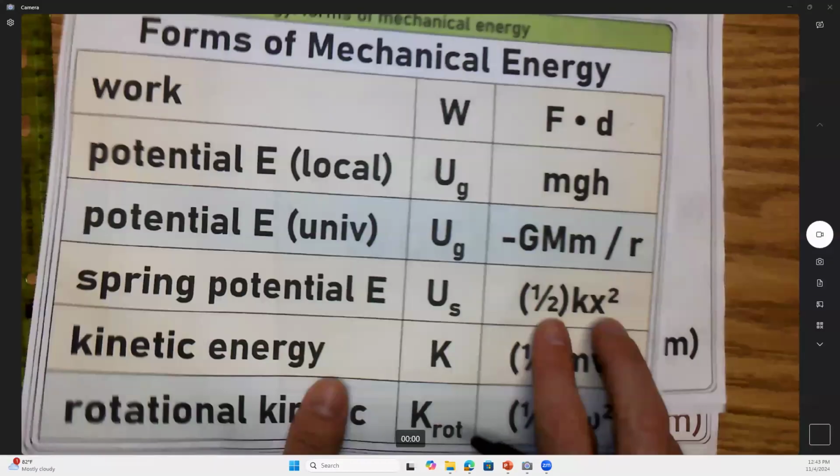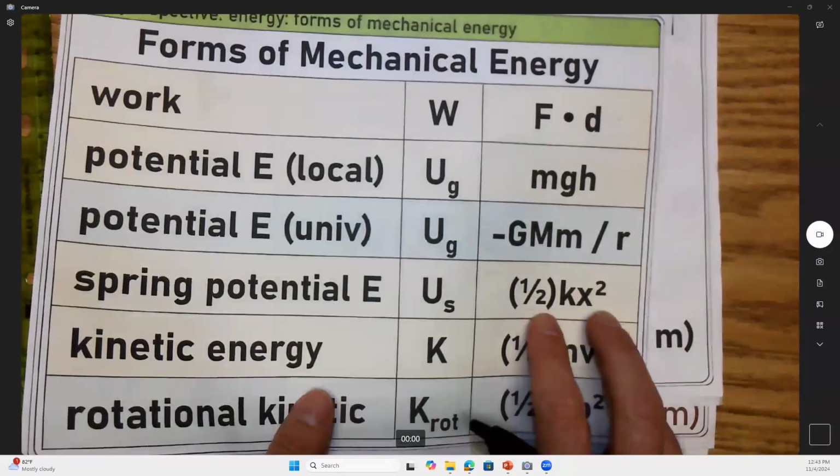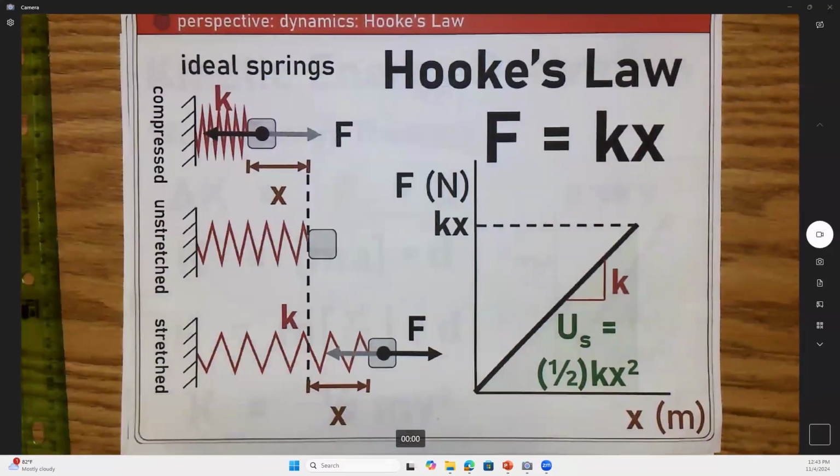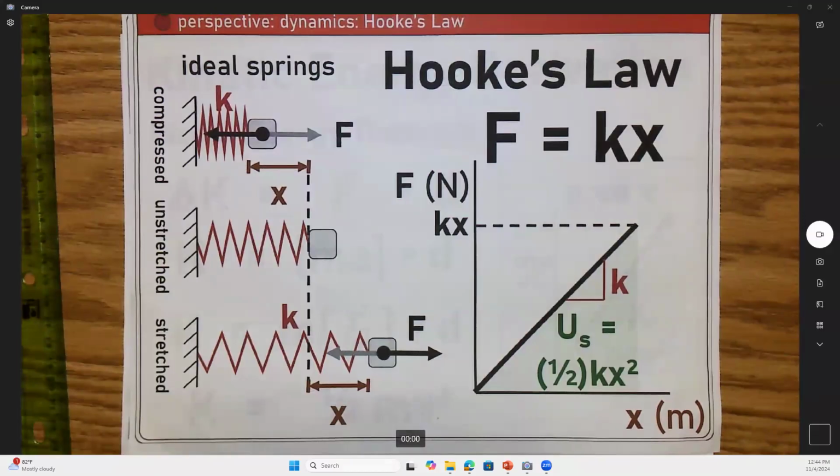That's where this is coming from. Spring potential energy, 1/2 kx squared. You guys see that? Right. So let me really emphasize this point.